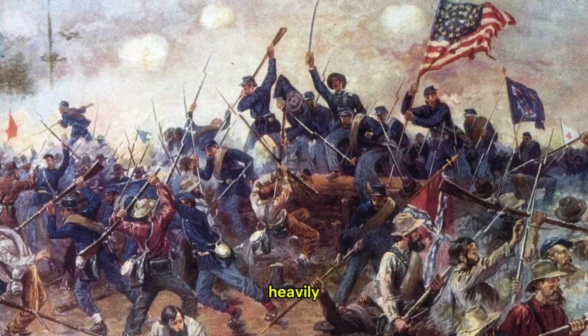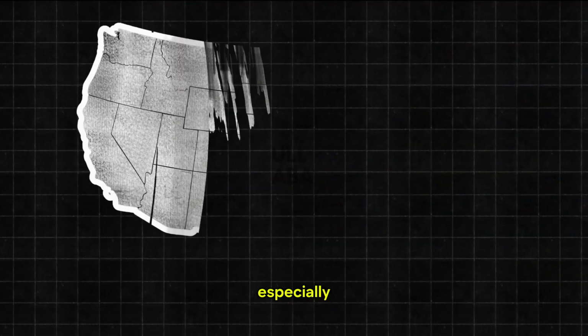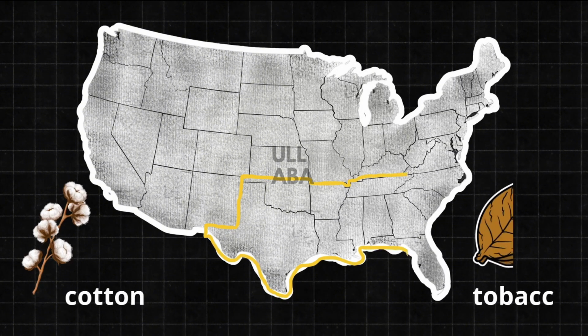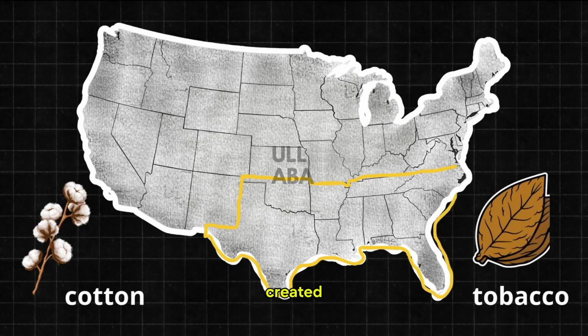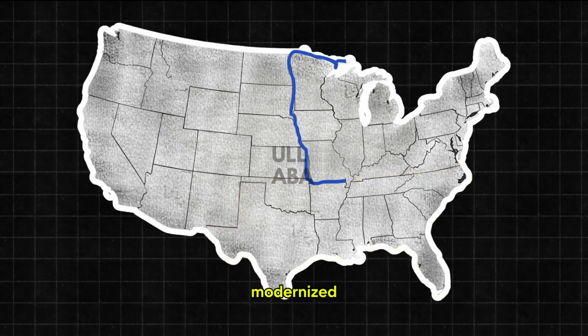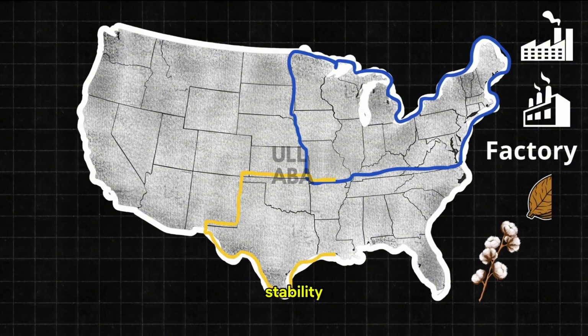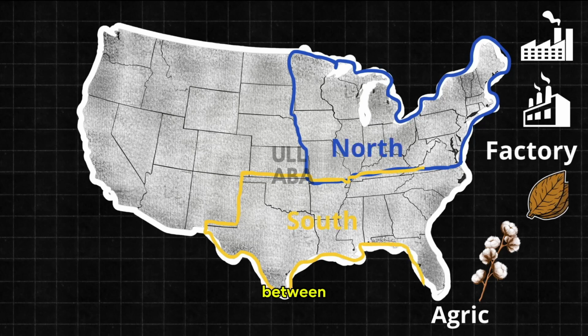The Southern economy was heavily reliant on agriculture, especially crops like cotton and tobacco, which required cheap and abundant labor. This dependence on slavery created a stark economic divide between the North and the South. While the North industrialized and modernized, the South remained agrarian, clinging to a plantation system that relied on enslaved labor to maintain its economic stability. This growing divide between the two regions intensified over time, particularly over the issue of slavery.